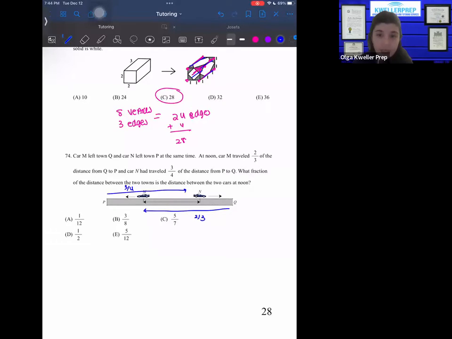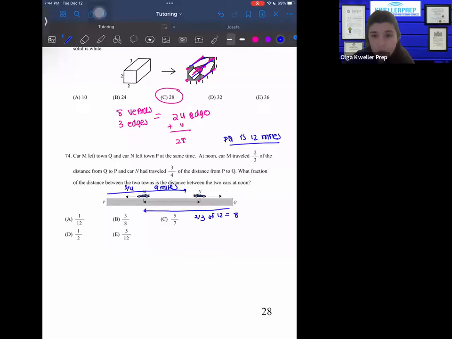Yeah, excellent. 12, right? Because that's going to be my least common denominator of the 2 fractions. It's going to make it easier for me to work with. So I'm going to say that between towns P and Q is 12 miles. I'm going to pick that number. So then now I can start putting in numbers. If this first car M traveled 2/3 of the way from Q to P, that means 2/3 of 12 is how much? That's 8 miles, right? So I can say it traveled 8 miles. We'll do the same thing here, 3/4 of 12. Let's say this car traveled 9 miles.